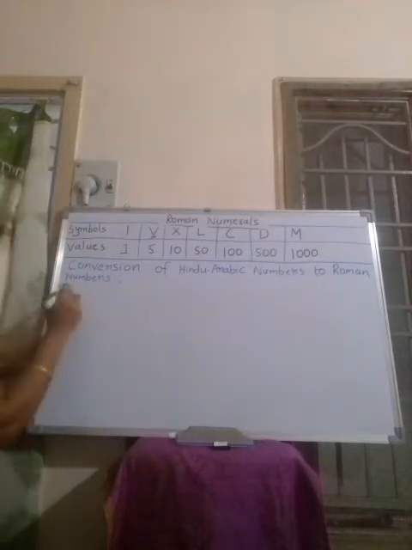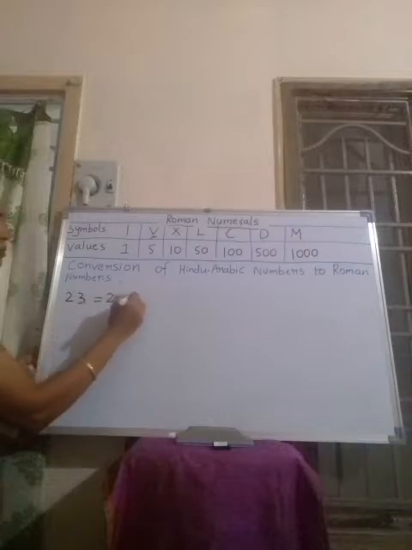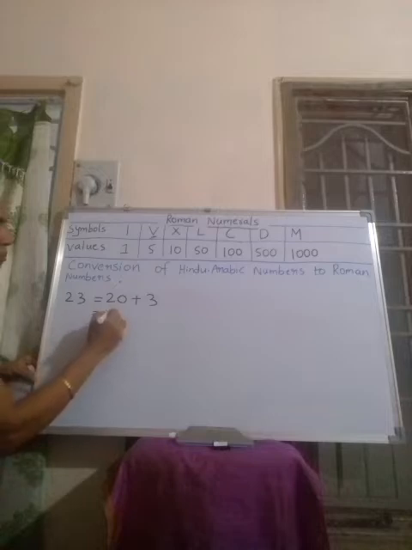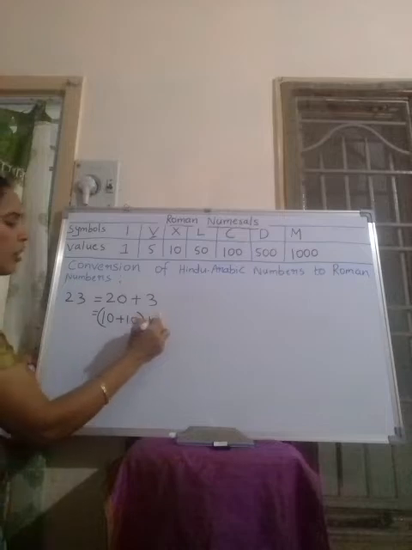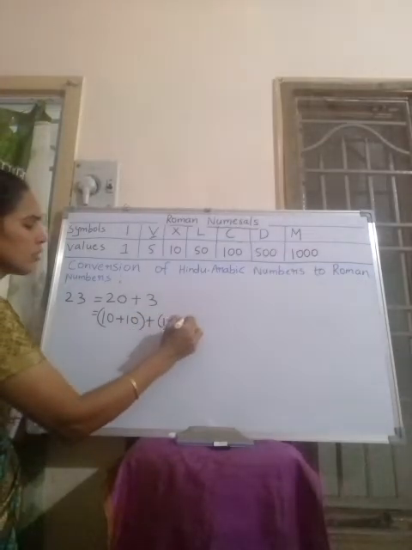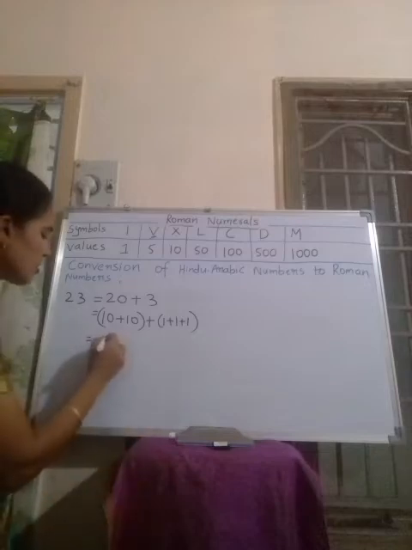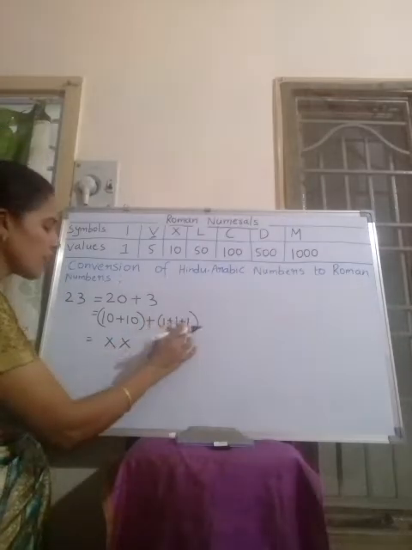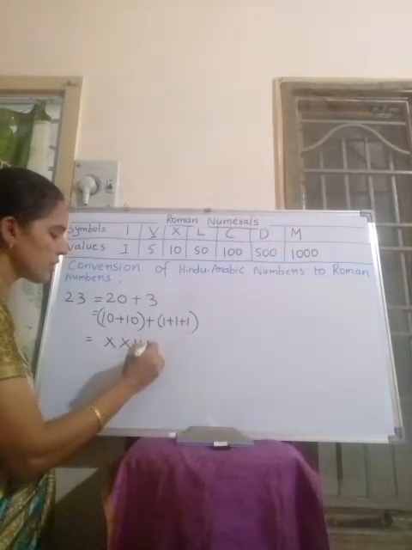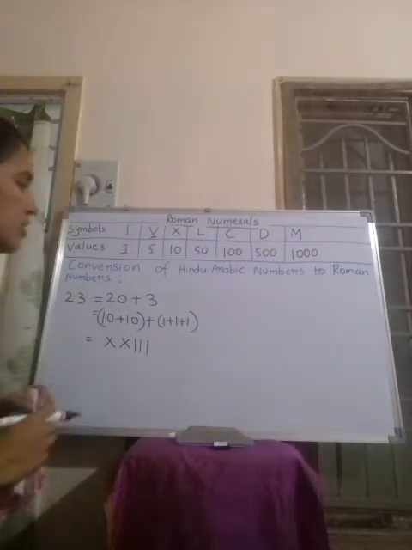Now see how to write the number 23. 23 in expanded form is 20 plus 3. We don't have a symbol for 20. 20 is nothing but 2 times 10, and for 3 we take the symbol I 3 times. X, X is 20, and 1 we are adding 3 times, that is the symbol I taking 3 times: X, X, I, I, I. This is how we write 23.